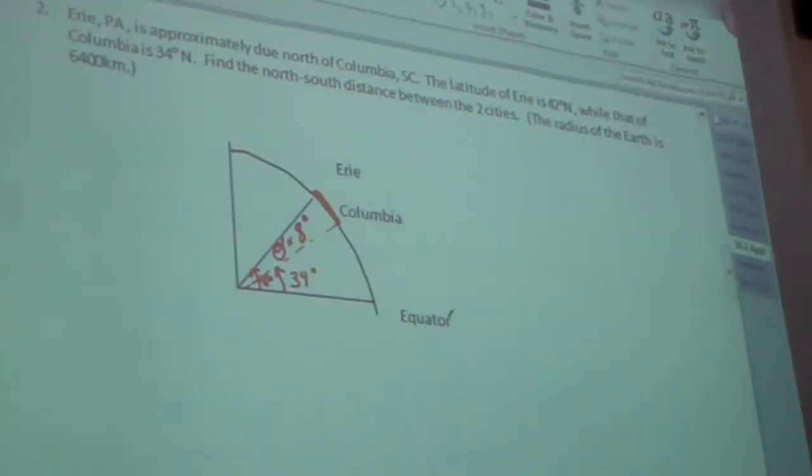Okay, so it's an 8 degrees portion of it, okay? The distance between the two is 8 degrees. And basically we're trying to find that arc length right here, because it's the distance between the two. I want to change it from 8 degrees to radians.